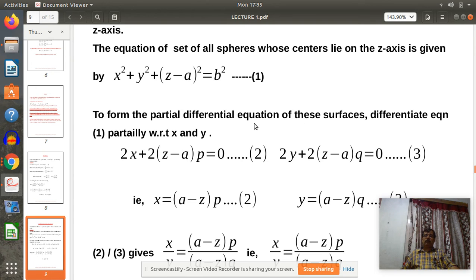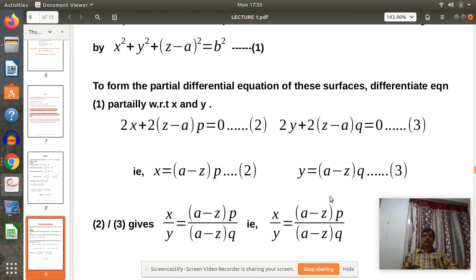Now differentiate the same one partially with respect to y. That is 2y plus 2 into z minus a into q equal to 0. So we get two equations from equation 1. On simplifying, you will get x equal to a minus z into p and y equal to a minus z into q.